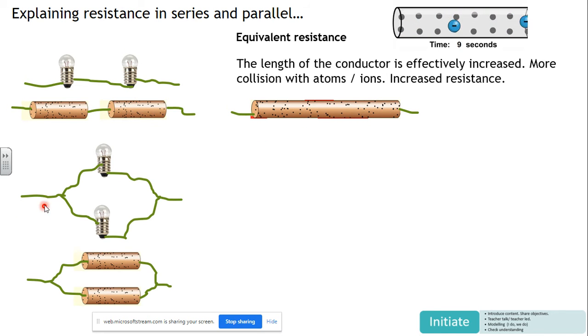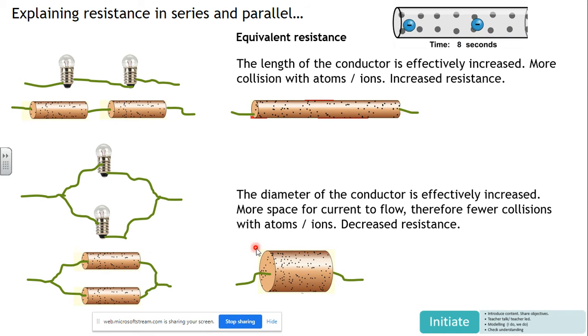Look at the situation in parallel. The current comes to a junction. It can go that way and it can go that way. It can go up through here or down through here. And the effect of that is that it makes the diameter of the conductor bigger. So there's more room for a current to get through. That's why it happens. If we add resistors in parallel, the total resistance gets less. You're giving a bigger path for the current to flow through. When we add them in series, we're making a longer path for them to go through, and so they will get more resistance.